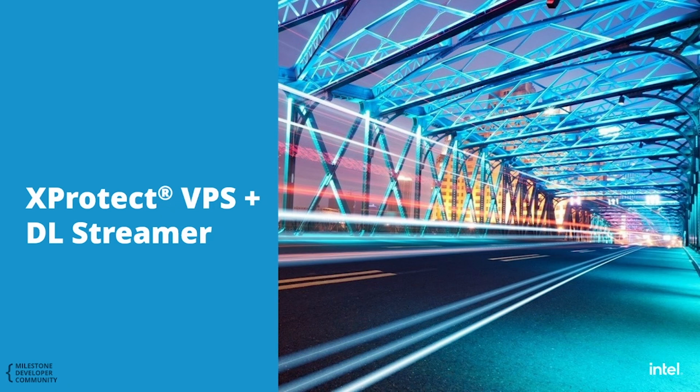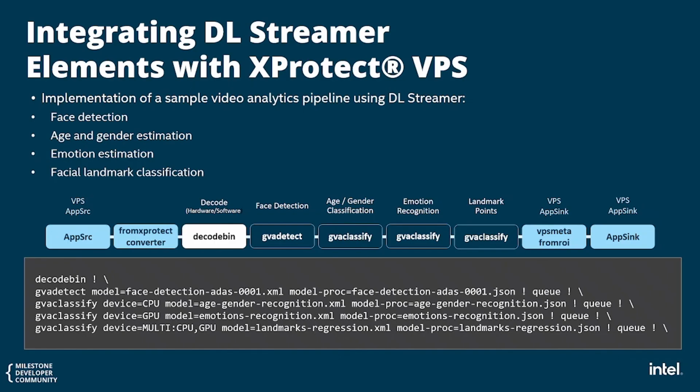media stream analytics pipeline. How do we do that? Very simply, all you have to do is to replace the front end and the back end of the GStreamer based video pipeline with the from XProtect converter and VPS meta from ROI plugin, which provides linkage to the VPS app sink and app source. And off you go. You just integrated your video analytics pipeline into the Milestone XProtect VMS.